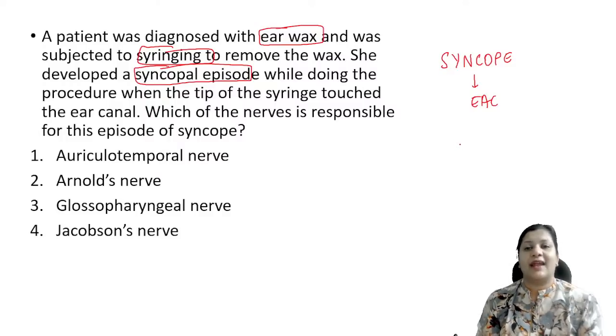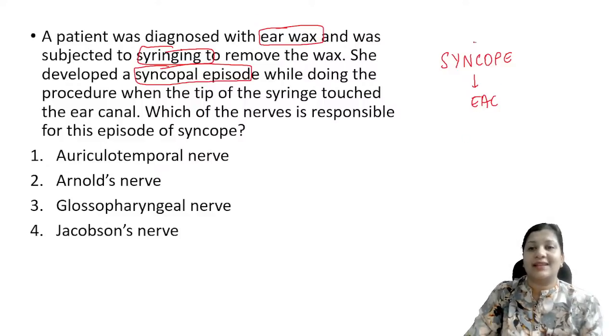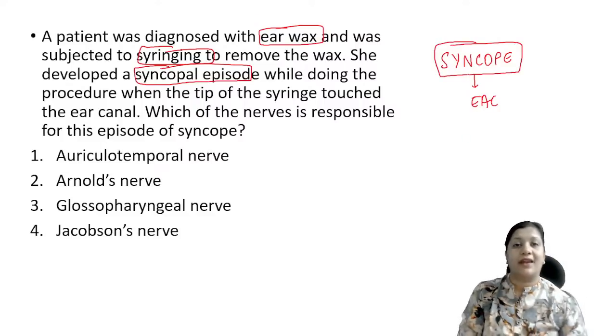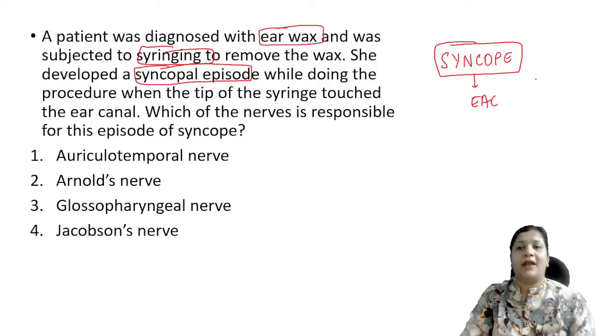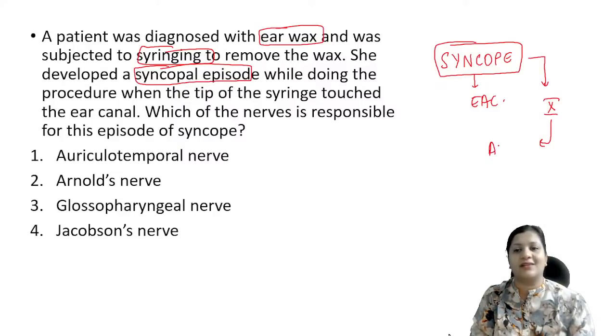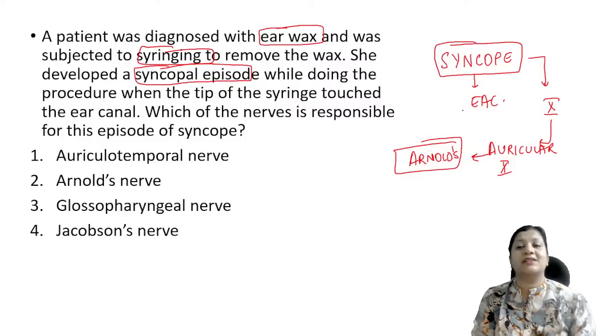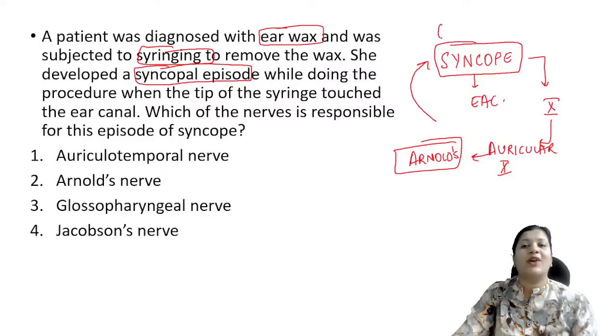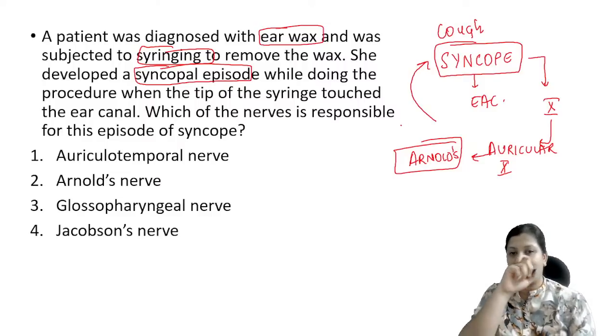Great, everyone's right. Basically, we know that whenever there is a syncopal reaction, there has to be vagal stimulation, and the vagal branch that supplies the external auditory canal is the auricular branch of the vagus nerve, called Arnold's nerve. A syncopal reaction happens due to stimulation of this nerve. Now the question can be, cough reflex is occurring due to which nerve? The answer will still remain the same, which is Arnold's nerve.